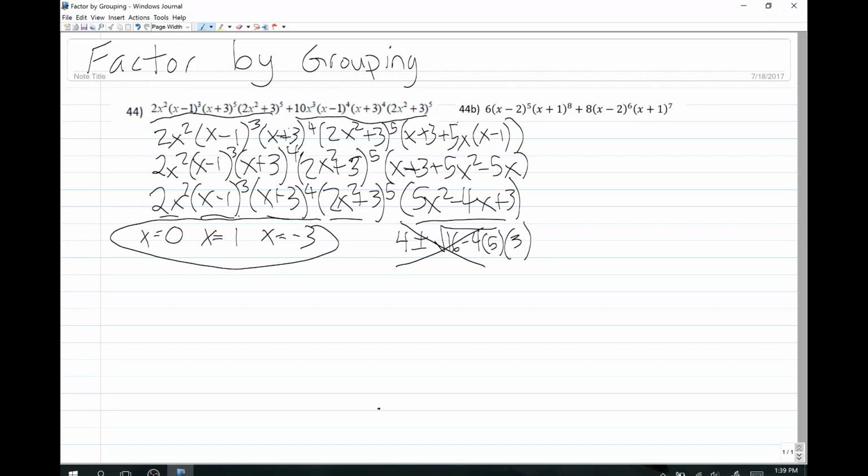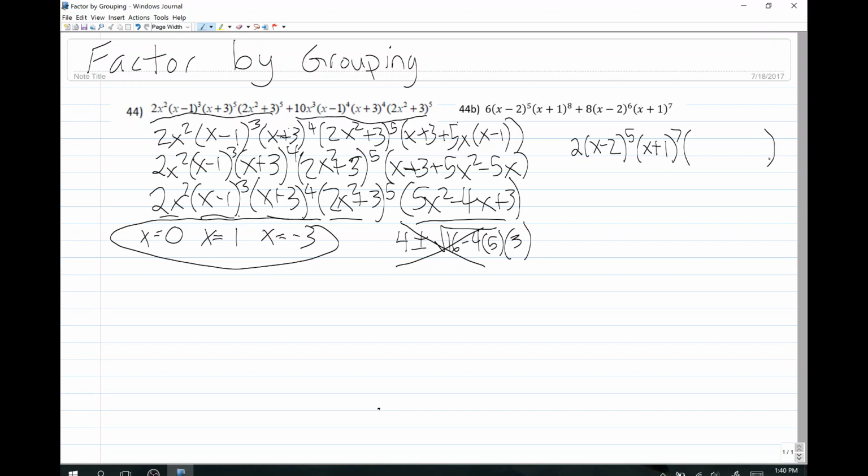I'm going to do another example. This one's, I think, a little simpler. So our second example is this 44b guy over here. Between 6 and 8, what is common to both of those is a 2. And then x minus 2 to the 5th and x minus 2 to the 6th, I have x minus 2 to the 5th as the term that is common to both of them. X plus 1 to the 8th, x plus 1 to the 7th, x plus 1 to the 7th. Alright, I got all my common stuff.